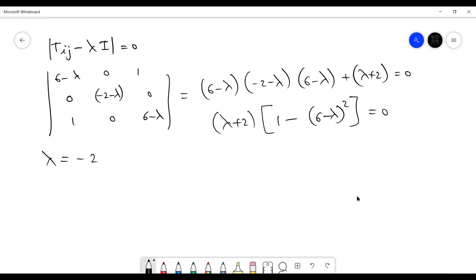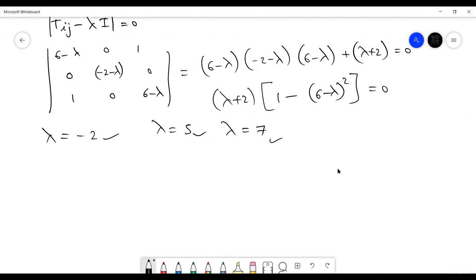So lambda is minus 2, lambda is 5, and lambda equals 7. So this is a simple solution. I have directly written these things. You can solve this cubic equation, isn't it? Now we have to find the principal axis. To find the principal axis, we have to find the equation in this format, that is T of ij minus lambda into I into x equals 0.